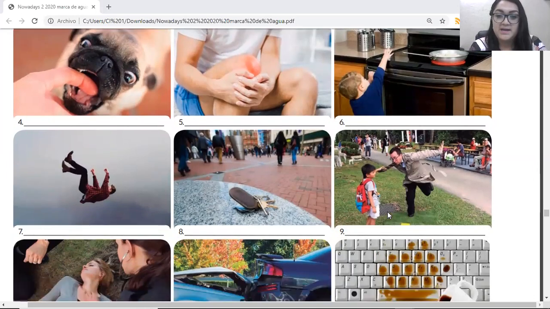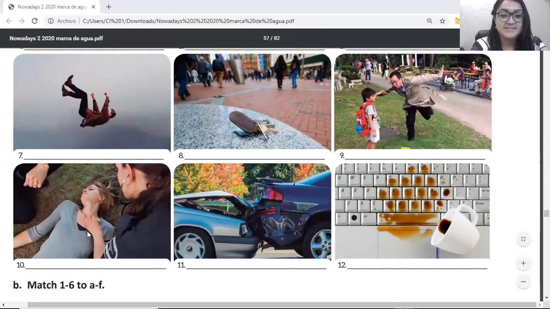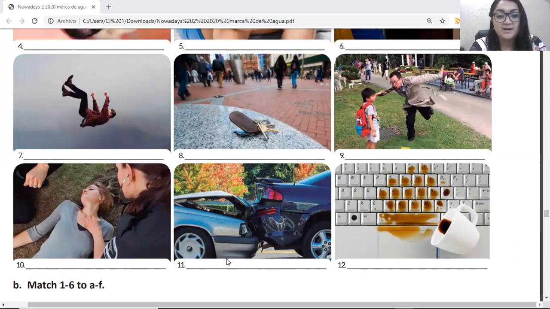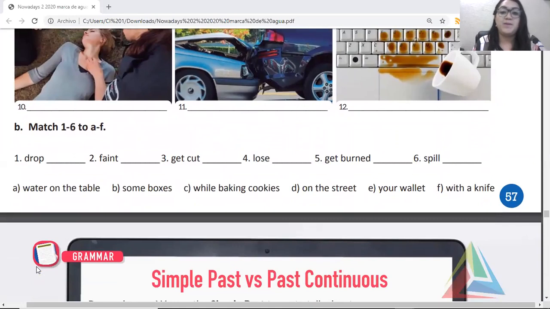Number 9 is to trip, que es tropezarse. Number 10 is to faint, desvanecerse. Number 11 is to crash into, chocar, crash into. And number 12 is to spill, derramar. Okay? So take your time to correct the words. Tomen su tiempo para hacer sus correcciones, por favor. Y obviamente que estén del 1 al 12, todo correcto.